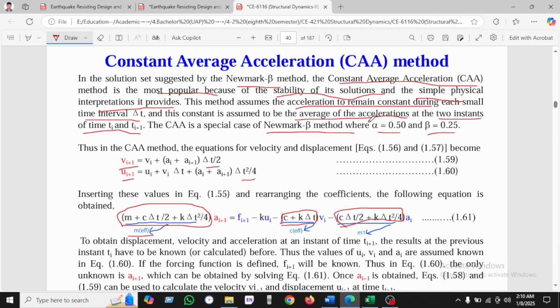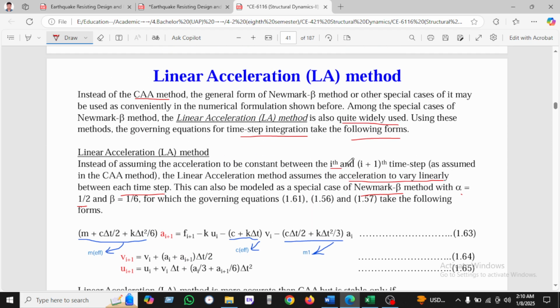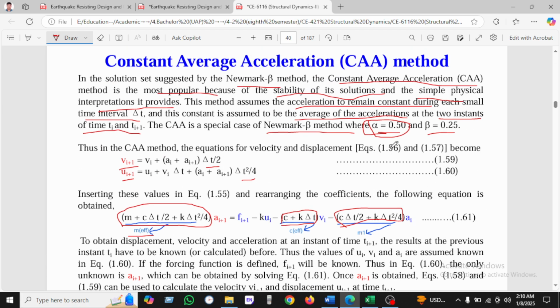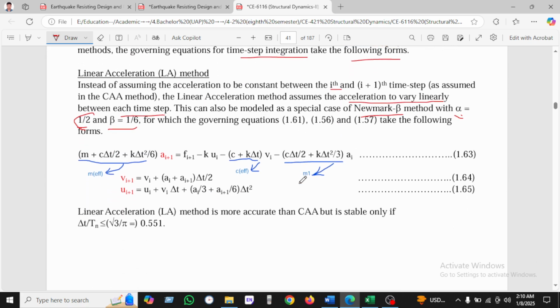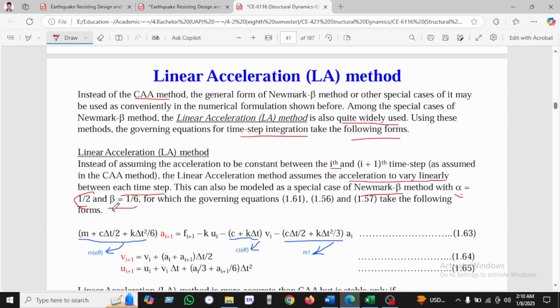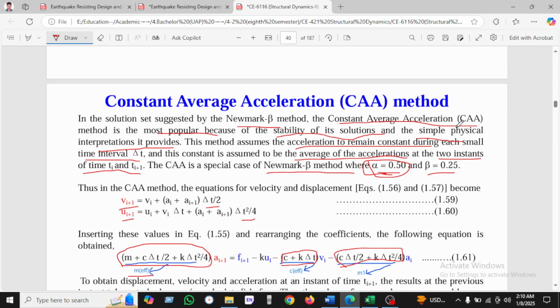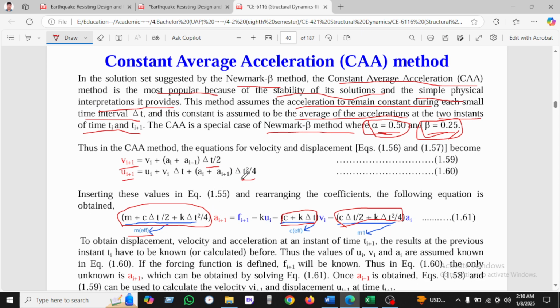In the Newmark-Beta method, alpha is 1 divided by 2, which is 0.50. On the other hand, for the constant average method alpha equals 1 by 2, which is 0.50, and in the linear acceleration method beta is 1 by 6. In the constant average method, beta is 1 divided by 4, which is 0.25.